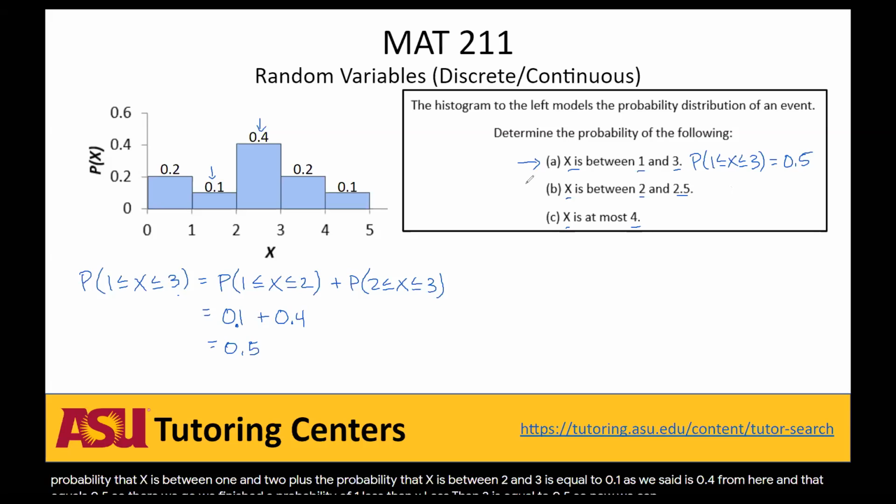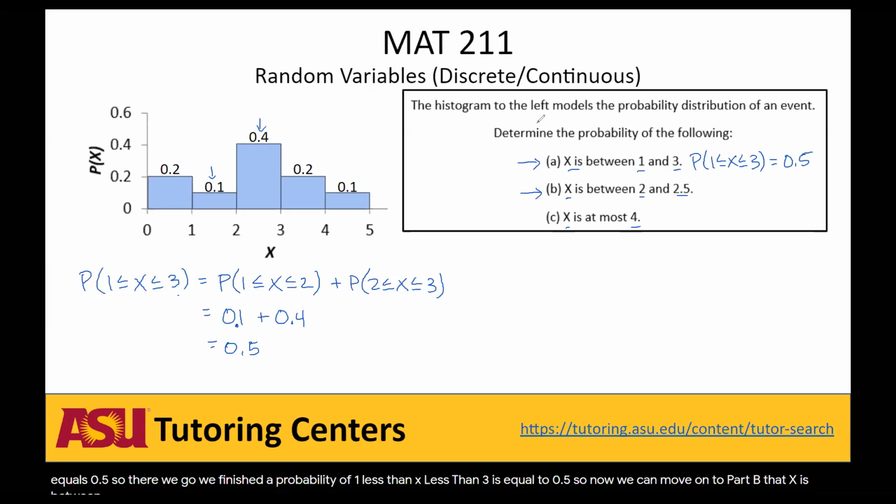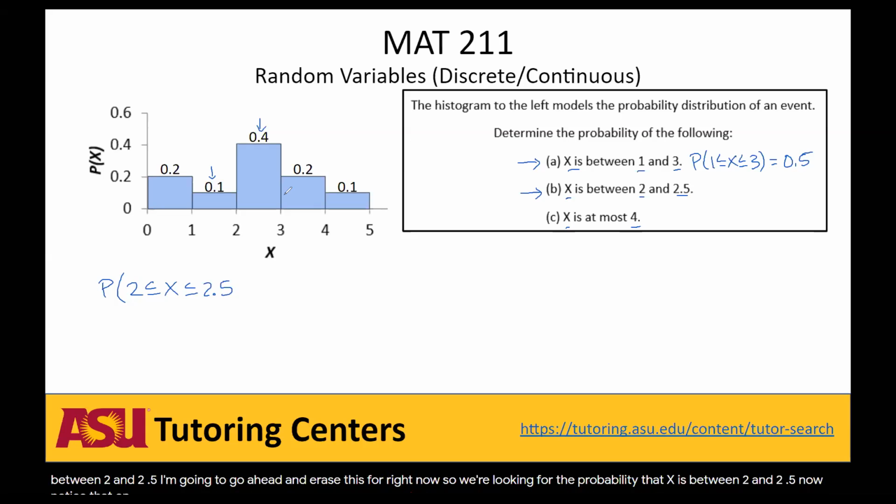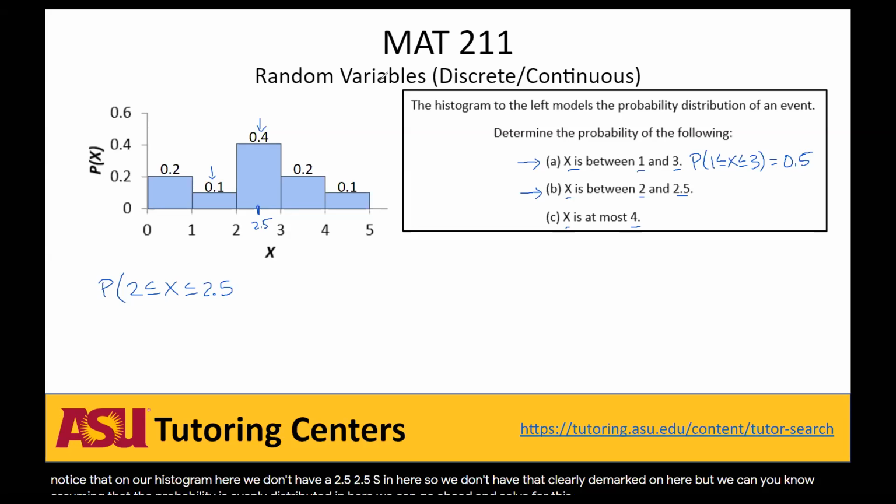Now we can move on to part B, that x is between 2 and 2.5. I'm going to go ahead and erase this for right now. We're looking for the probability that x is between 2 and 2.5. Now notice that on our histogram here, we don't have a 2.5. It's in here, so we don't have that clearly demarked, but assuming that the probability is evenly distributed in here, we can solve for this by using a little bit of geometry.